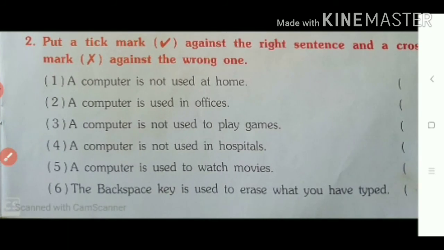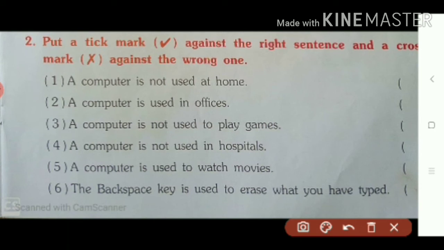Now see the second question. Put a tick mark against the right sentence and a cross mark against the wrong one. A computer is not used at home. Right or wrong? Wrong. So put wrong. Second, computer is used in offices. Correct. So put tick. A computer is not used to play games. Wrong. So put wrong. Fourth, a computer is not used in hospitals. Wrong. So put wrong there.